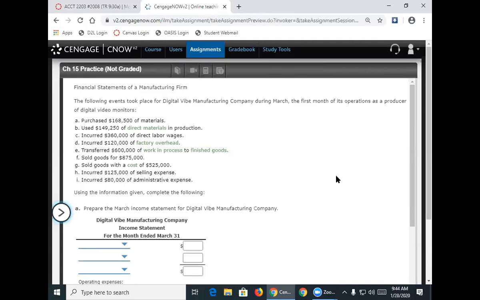And then F, we sold goods for $875,000. Well, that would be our sales. So that would be when we debit accounts receivable and credit sales. So we're not going to show F right now. But G, we sold goods with a cost of $525,000. So when we do a sell, I will show cost of goods sold.